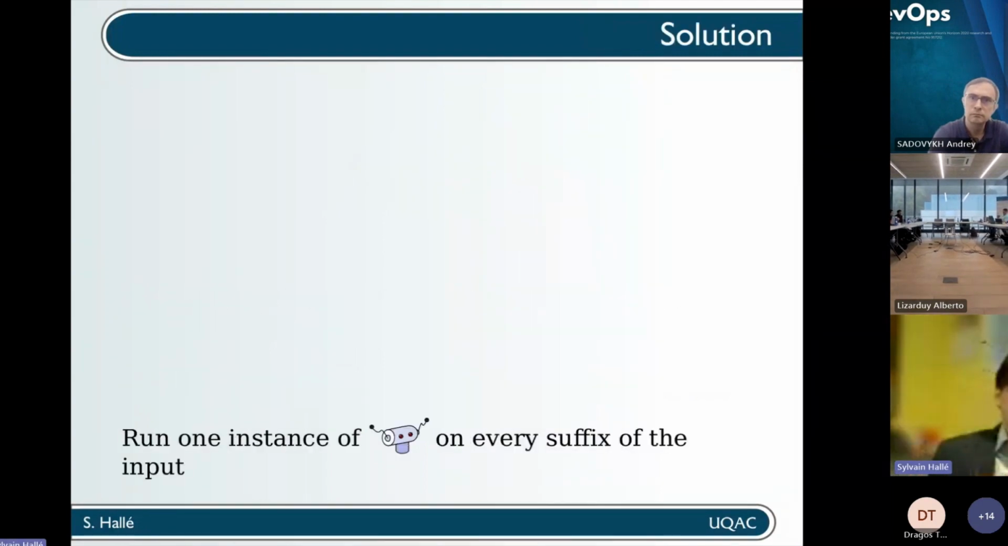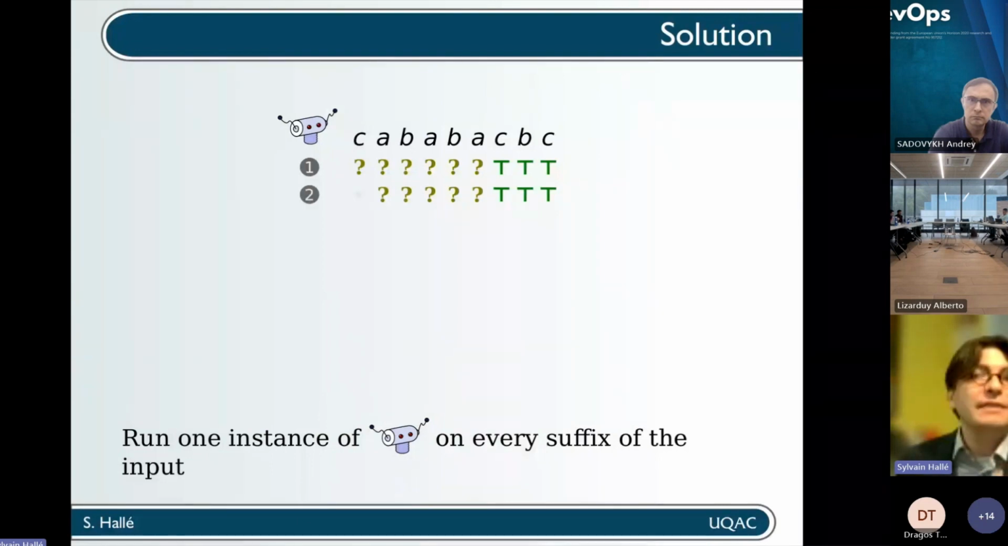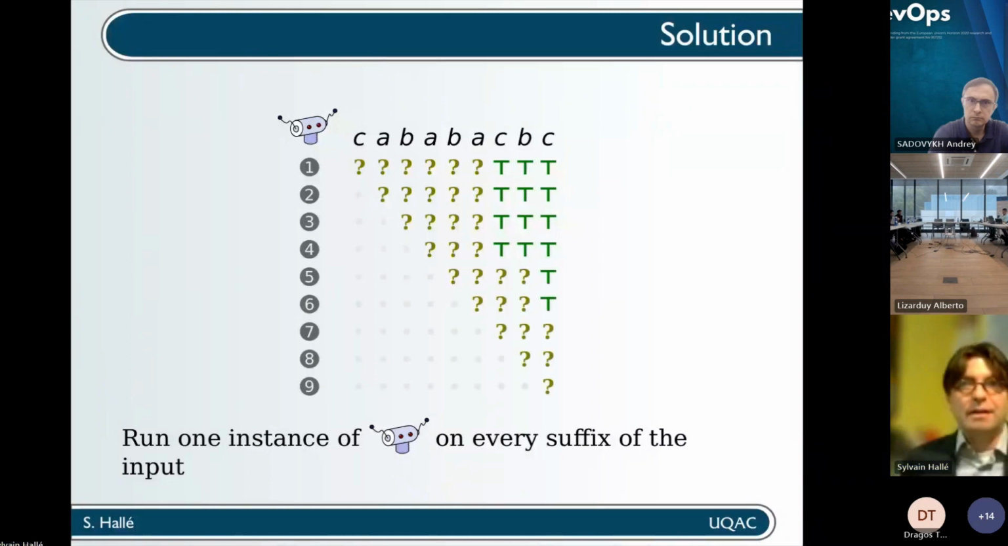The solution we propose is just to run one instance of the monitor on every suffix of the input. So in the example that I've shown you just before, this would mean that I would run one instance of the monitor that starts at the first event, and you see the sequence of verdicts that it would produce. And then I would start a new instance of the monitor that would start reading the stream at the second event. And I would repeat the process for every new event that comes in. You would see here the sequence of verdicts that each of these monitor instances produces.